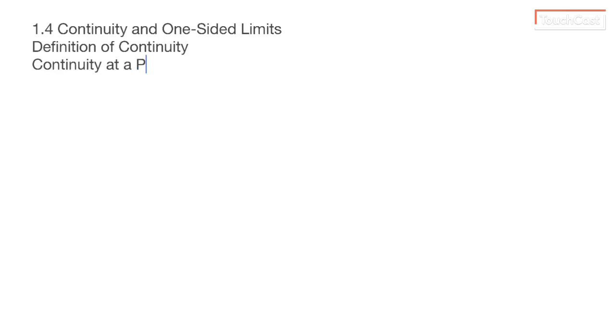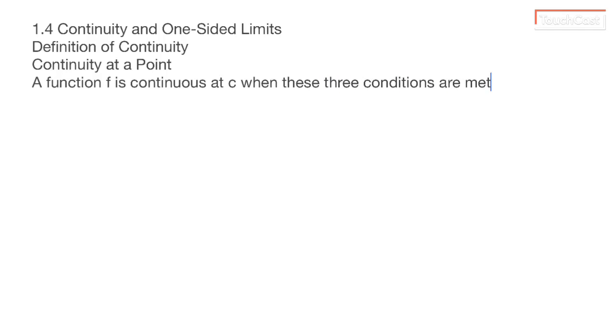at a point. And we talk about continuity at a point if a function f is continuous at some x value we'll call c when these three conditions are met. And the first condition is that f of c is defined. So there's a value. When we put c into the function, we can get a y value back.